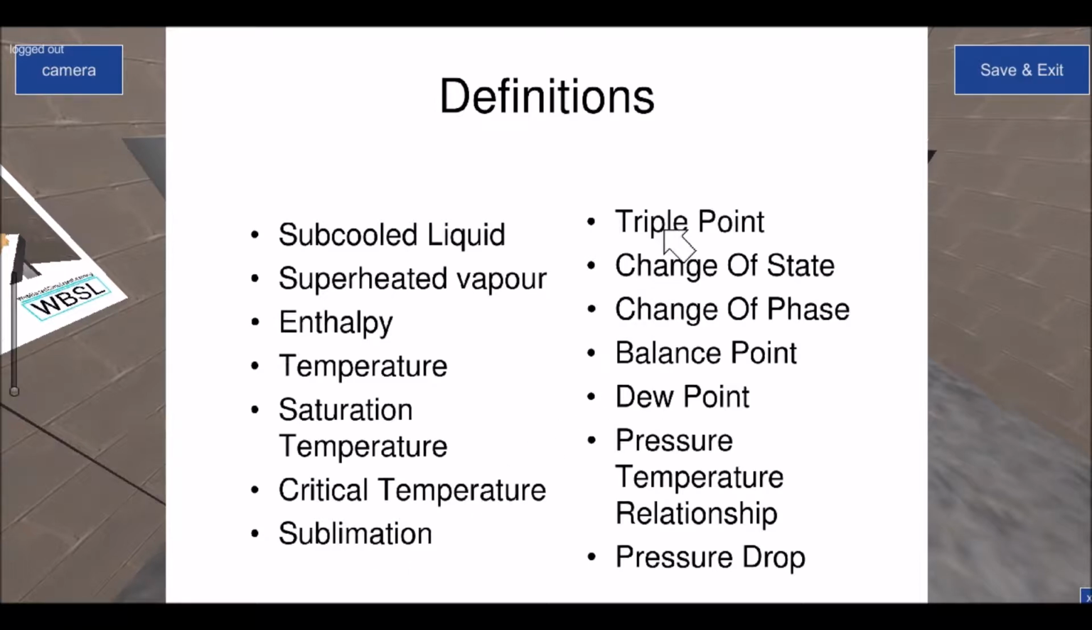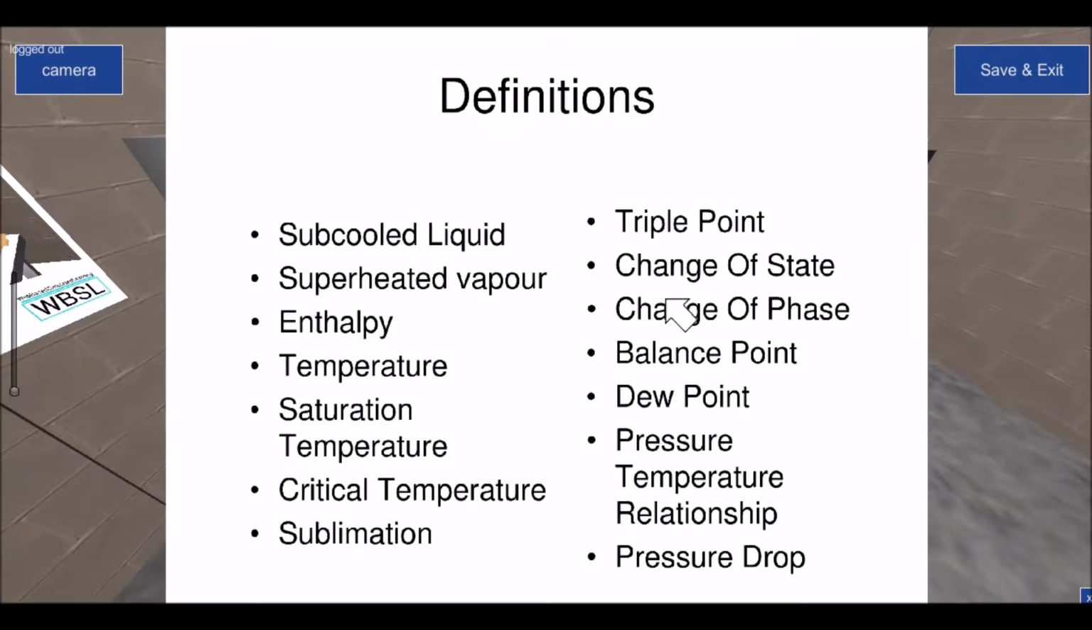Triple point is the temperature at which the refrigerant will exist in all three phases. So in other words, it will exist as a vapor, liquid and a solid. Change of state is when a substance completely changes from one state to another state. So in other words, a liquid to a vapor or vice versa.